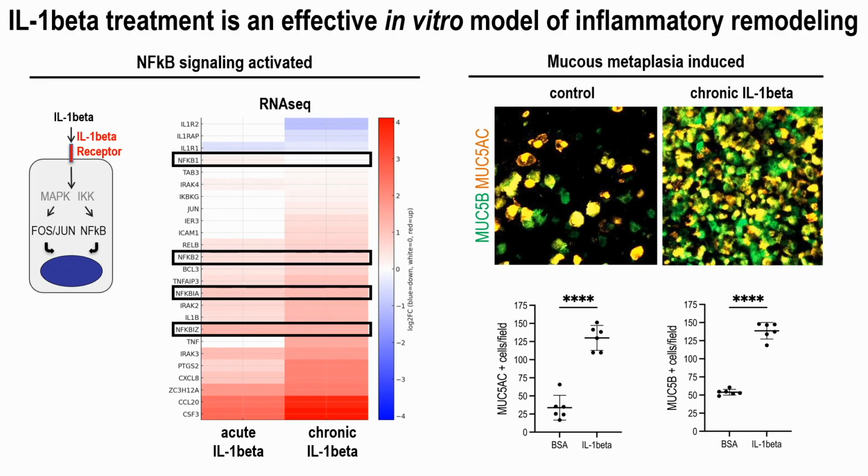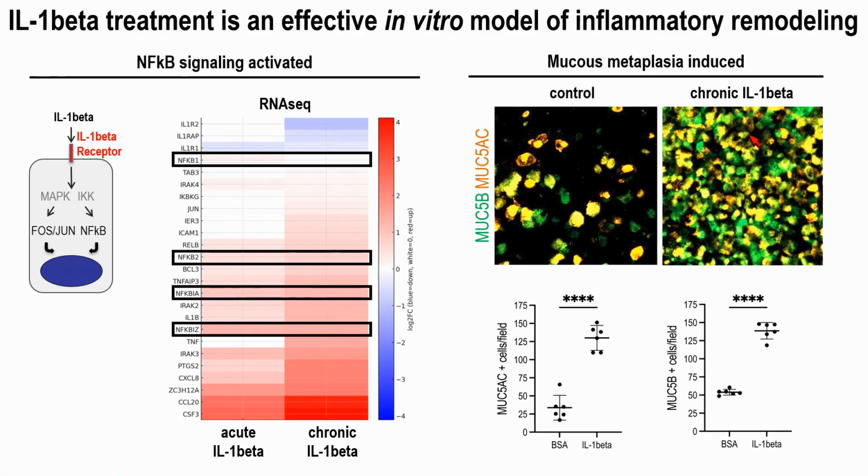Very much what we expected to see. We expected to see mucous cell metaplasia being induced by this IL-1 beta. Here you can see a control treatment. So there are, in fact, mucus cells present in the epithelium. But when we add the IL-1 beta to that chronic time point, we see a huge induction of mucus cell metaplasia.